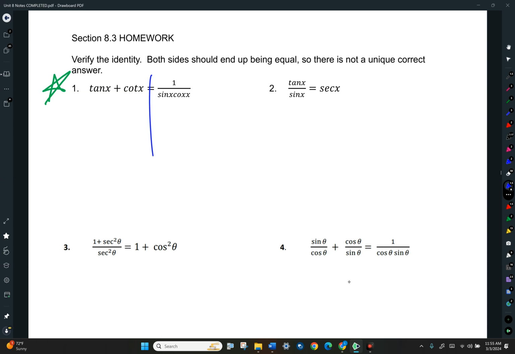So here's my thinking. I'm always keeping my eye on the other side. Notice the other side is all in terms of sine and cosine. And you know what I noticed? It looks like I was stuttering when I typed. I have cosine of xx. That should just be cosine of x. Sorry about that.